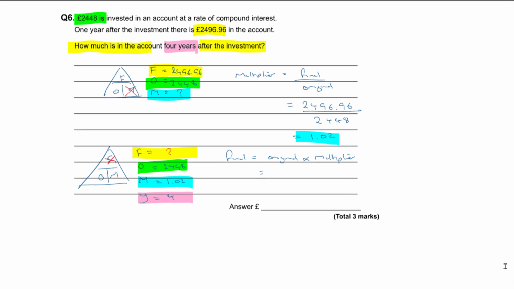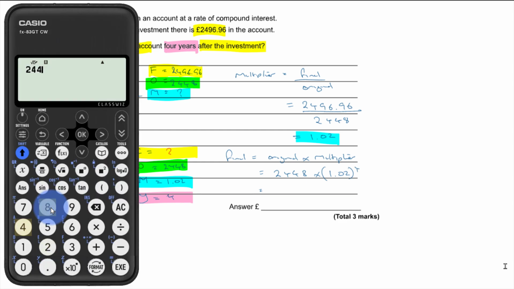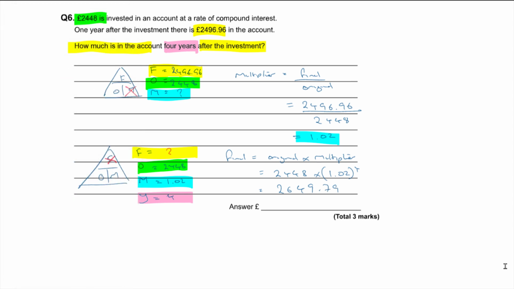So what's that then? That's going to be 2448 times 1.02 raised to the power of 4, and that comes to 2649.79. Yeah, that's our final answer.